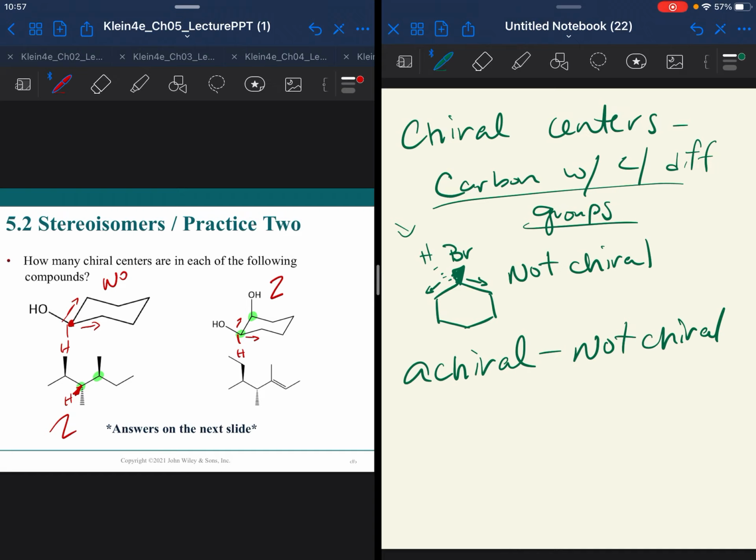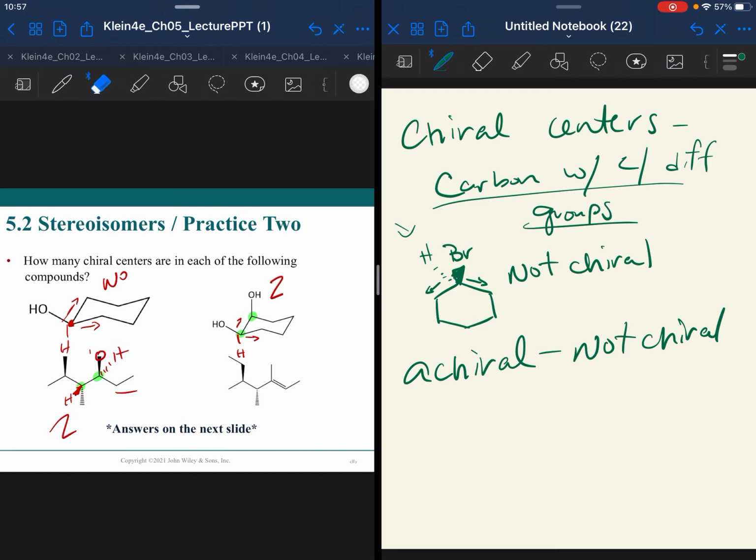If we look at the right highlighted carbon, we have a methyl, we have a hydrogen that's implied, we have an ethyl group, and then we have whatever the heck that is. Right? They're all different. Now, the mistake some people want to make will be to highlight this one. That is not a chiral center.